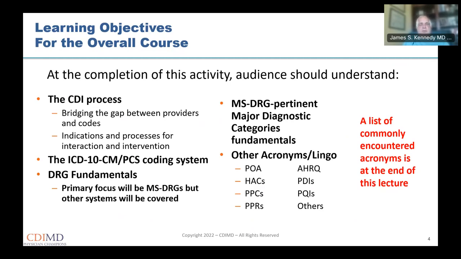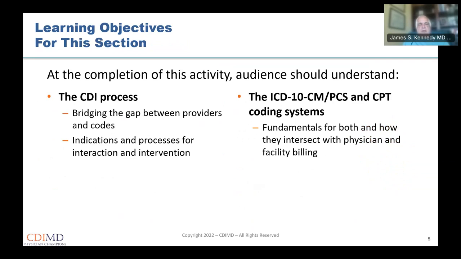In the process, we hope that you will start learning the lingo of CDI, various acronyms: POA, HAC, PPC, PPR, MOUSE. There's just so many of these different lingos. And to help you, at the end of the slide deck that has been rendered to you is a list of acronyms and a description, so that if I use an acronym in our training and you don't know what that acronym is, hopefully I have placed it or described it towards the back. I encourage you to look at the acronyms, become familiar with the acronyms, so that we can become more conversational with each other in this arena.